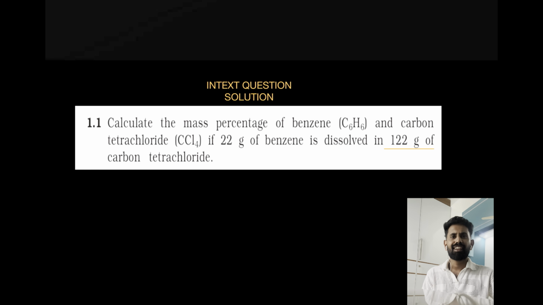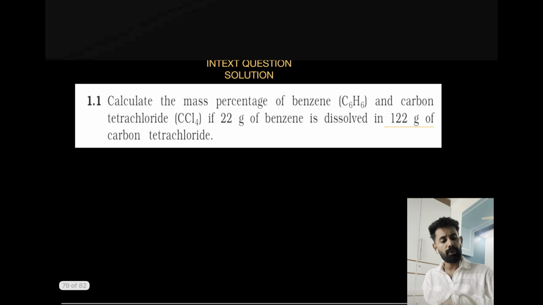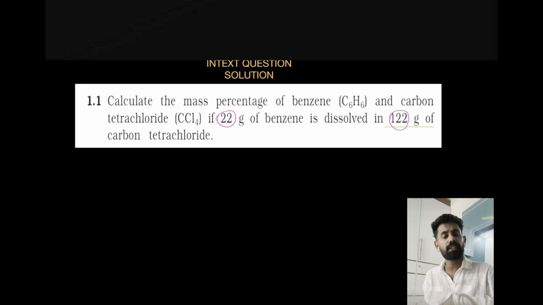Hi friends. So today we are going to discuss a few in-text questions from the chapter Solutions. Okay. So let's move to the question. The first question here is: calculate the mass percentage of benzene and CCl4 if 22 gram of benzene is dissolved in 120 gram of carbon tetrachloride. So this is the mass of benzene and here is the mass of CCl4.